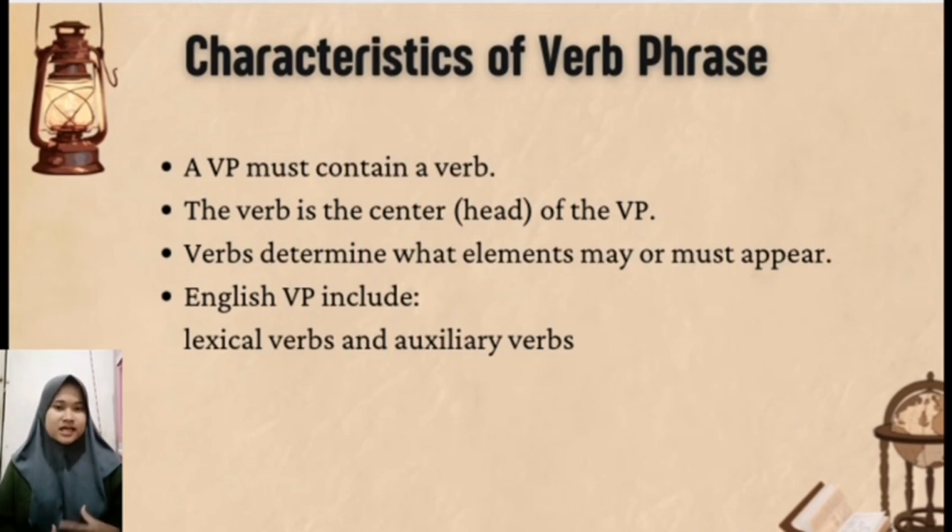And for the next is characteristics of verb phrase. There are several key characteristics of verb phrase in English. The first is a verb phrase must contain a verb and is always centered on that verb. The second is the verb determines what other elements might or must appear in the verb phrase. And the third is English verb phrase might contain two kinds of verbs: lexical verbs and auxiliary verbs. These characteristics allow us to identify verb phrases and analyze their internal structures.